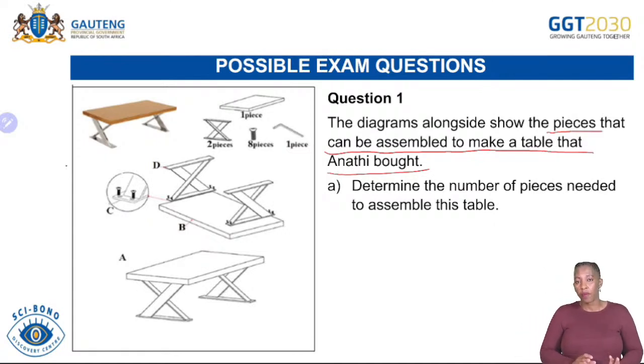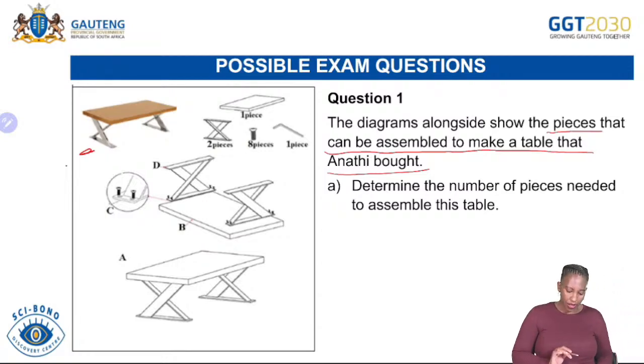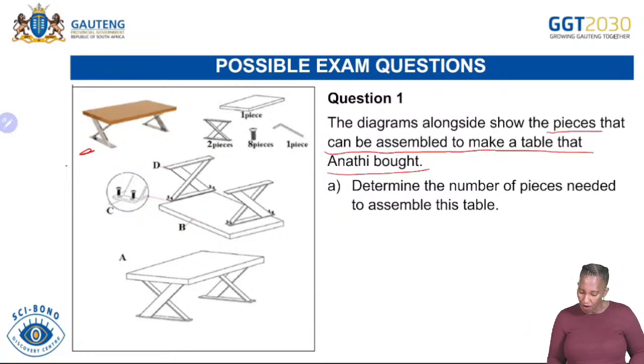They are not being compromised. So even the same here, that's what is happening. We bought a table, but that table comes out in a box, and when you get home, there are pieces given there. You have to put them together to have your desired outcome, which is our table over here. Now, question number 1, it says, determine the number of pieces needed to assemble this table.